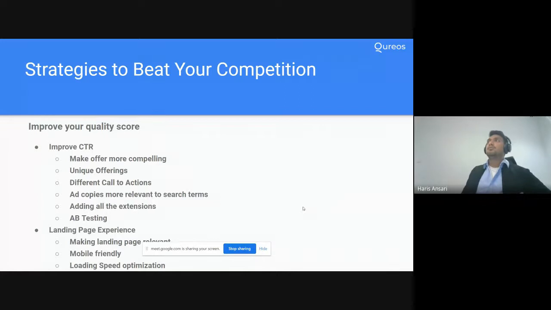Then you can improve your quality score by improving the landing page experience as well. Make the landing page more relevant to what people are searching for, and make it mobile friendly because a lot of users are searching for the keywords on Google from their mobile screens. So if your website is compatible with mobile, it's built according to the mobile screen, it's mobile friendly, then eventually your quality score is going to be up as well.